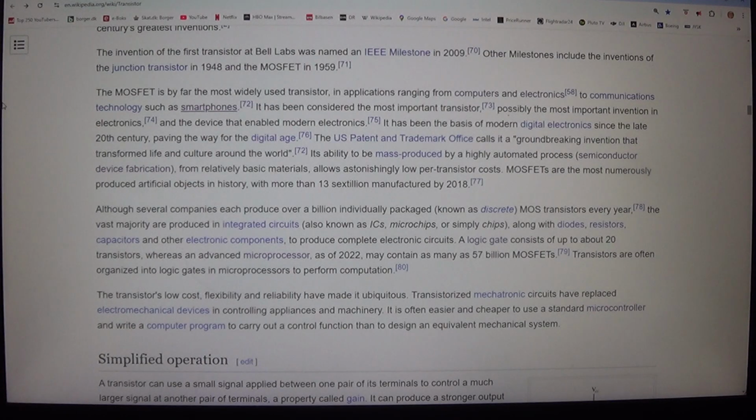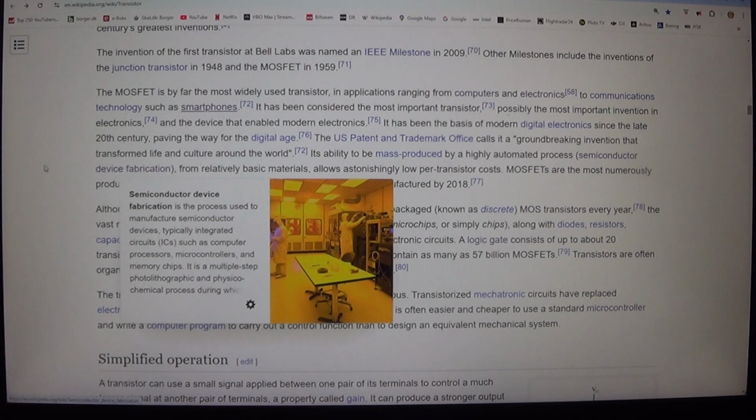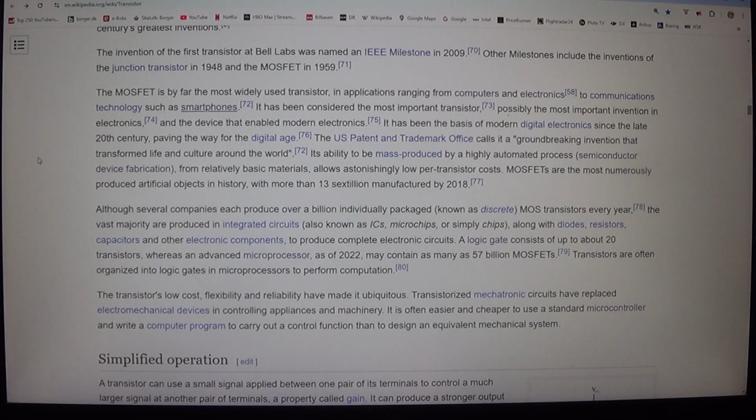It has been the basis of modern digital electronics since the late 20th century, paving the way for the digital age. The U.S. Patent and Trademark Office calls it a groundbreaking invention that transformed life and culture around the world. Its ability to be mass-produced by a highly automated process, semiconductor device fabrication, from relatively basic materials, allows astonishingly low per-transistor costs.